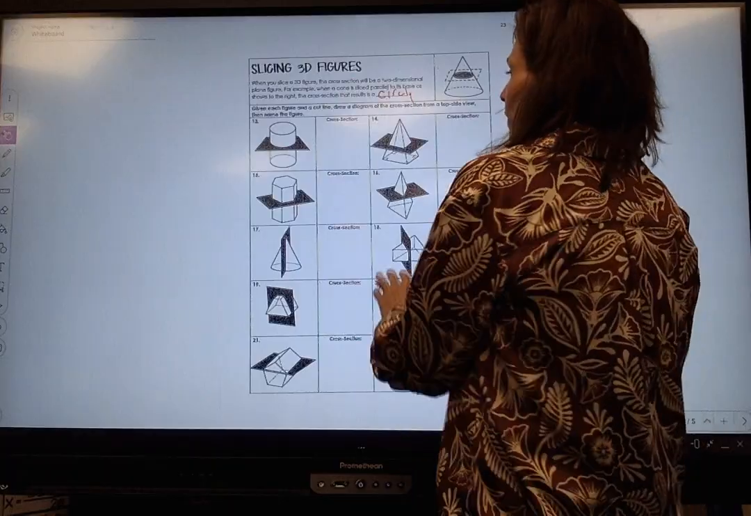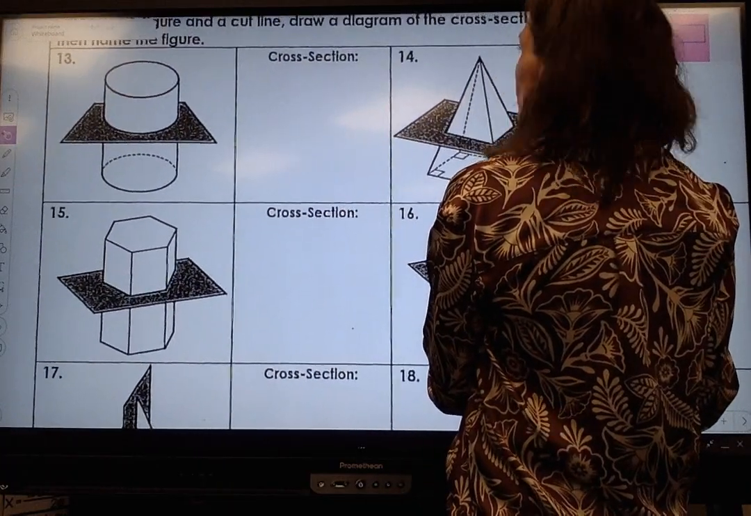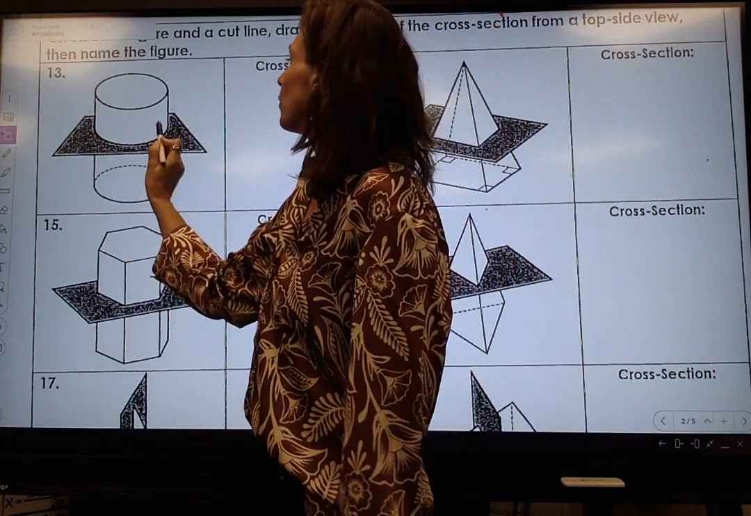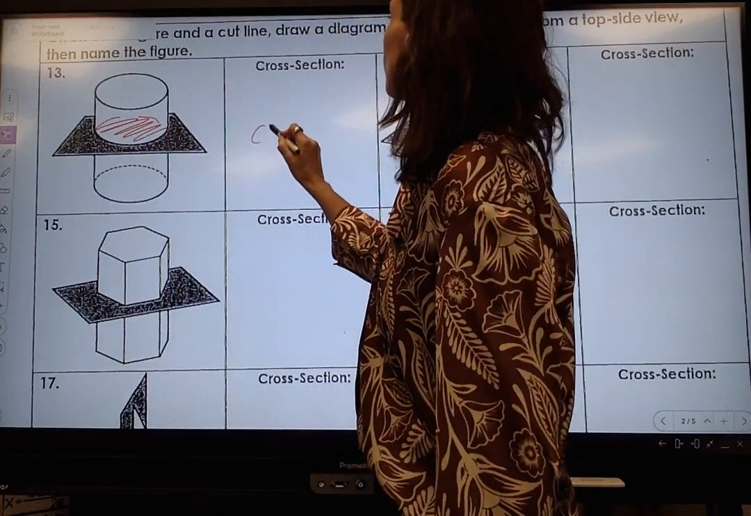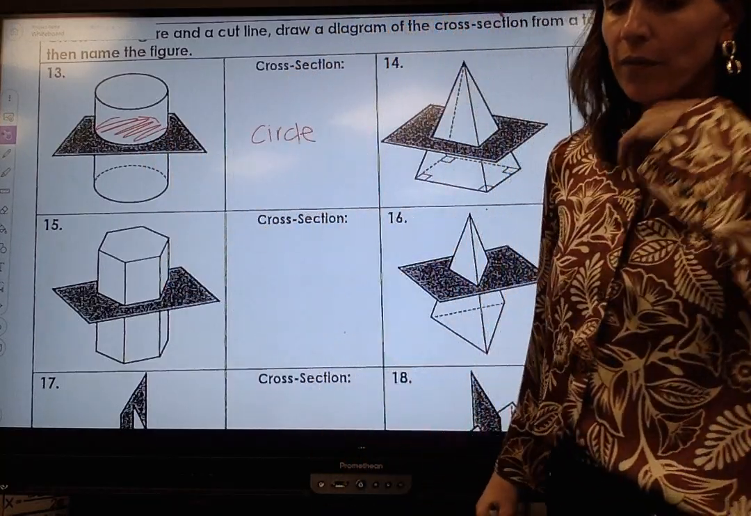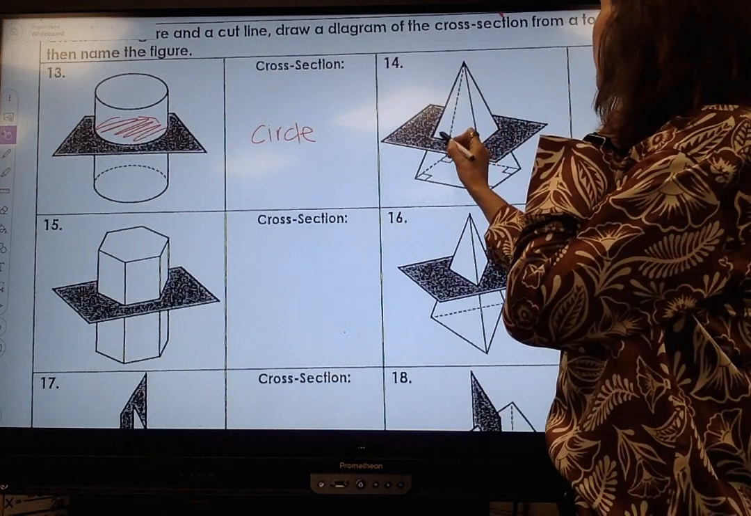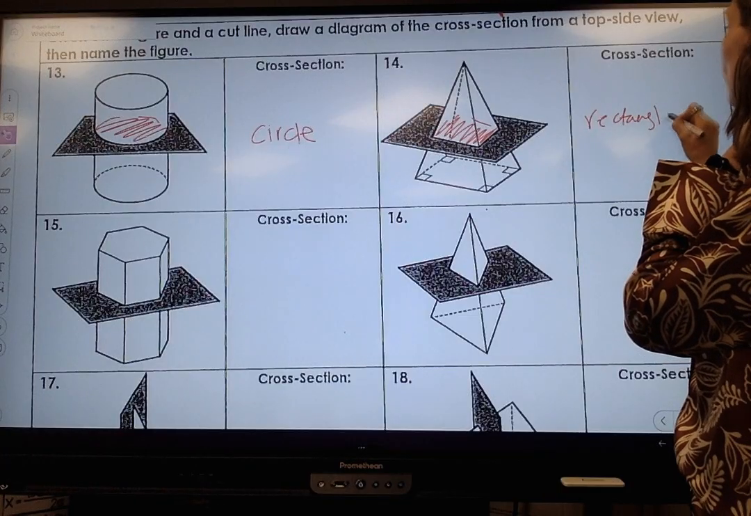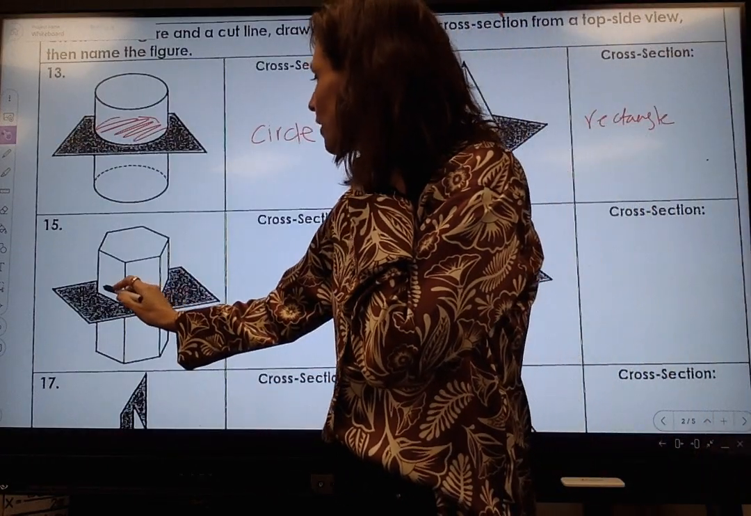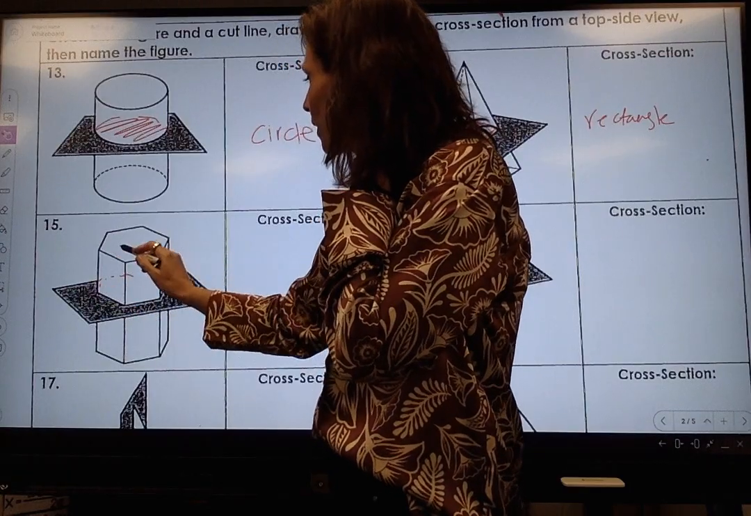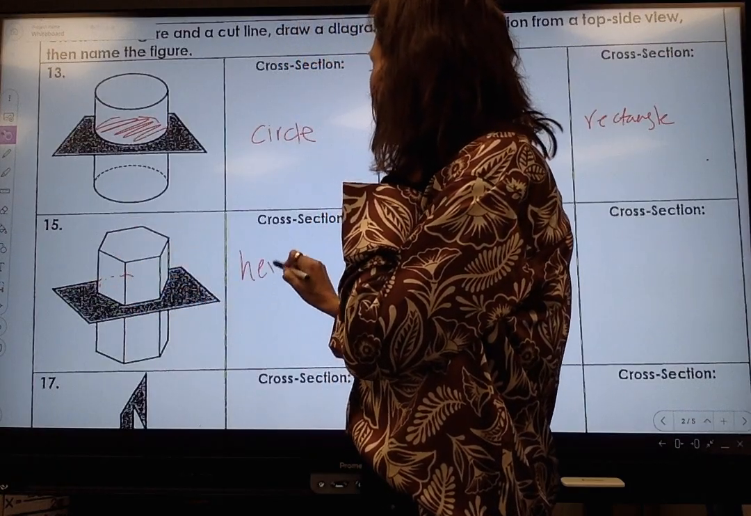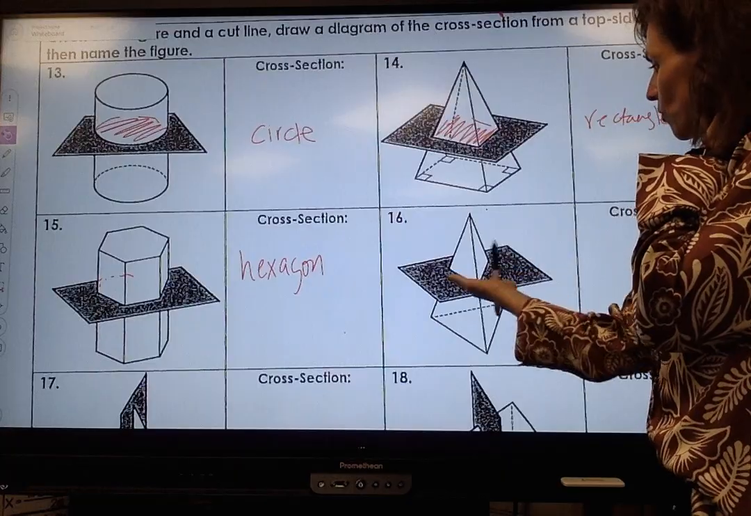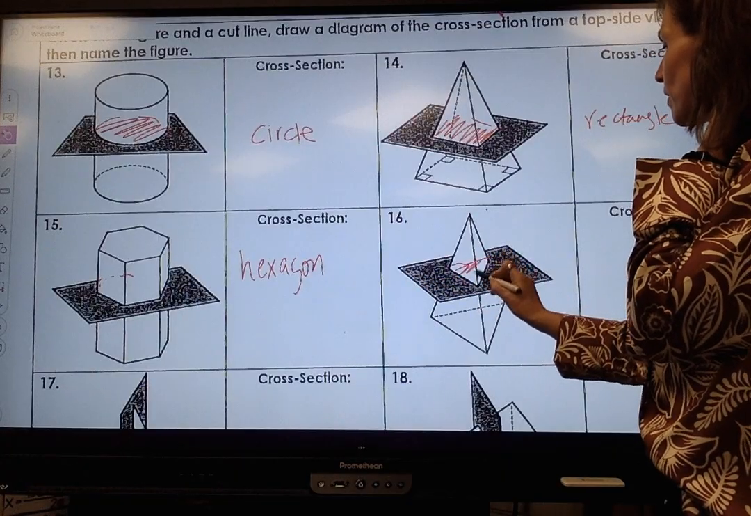Let me widen this. Much better. So if I look at cross sections here, so if I were to cross this in half, this resulting figure here would be a circle. Okay? If I look at number 13 and I were to cut it, this resulting figure here would be a rectangle. And this cross section here, if I sliced it, would be 6-sided, so a hexagon. And number 16, if I cut this crossways, the resulting shape is going to be this triangle.